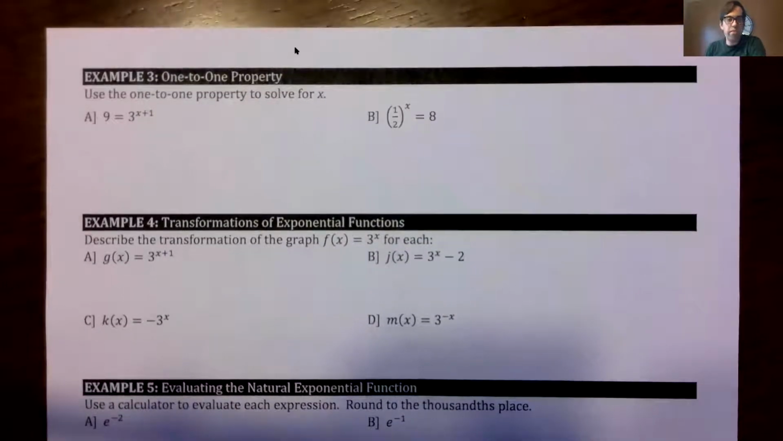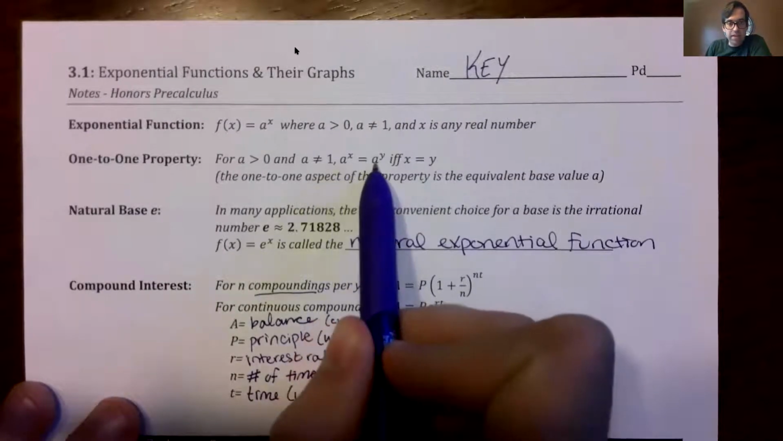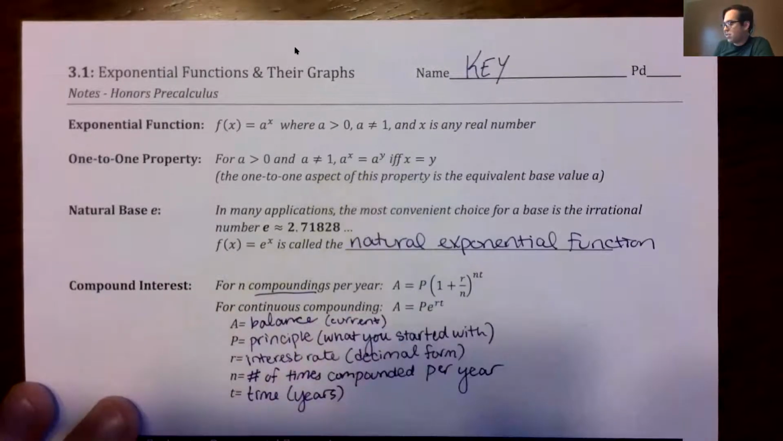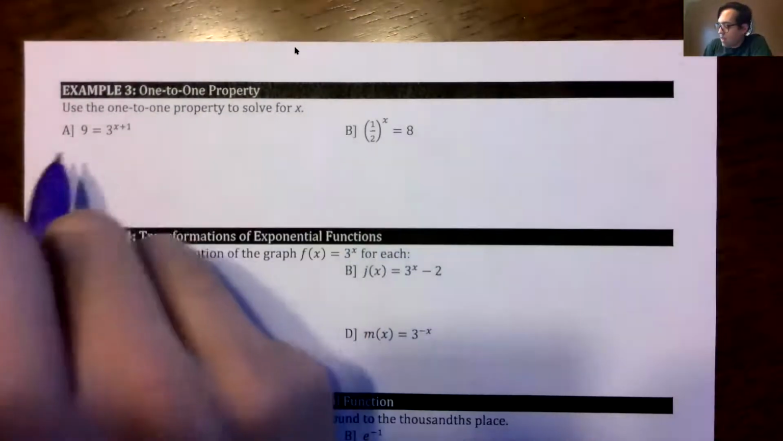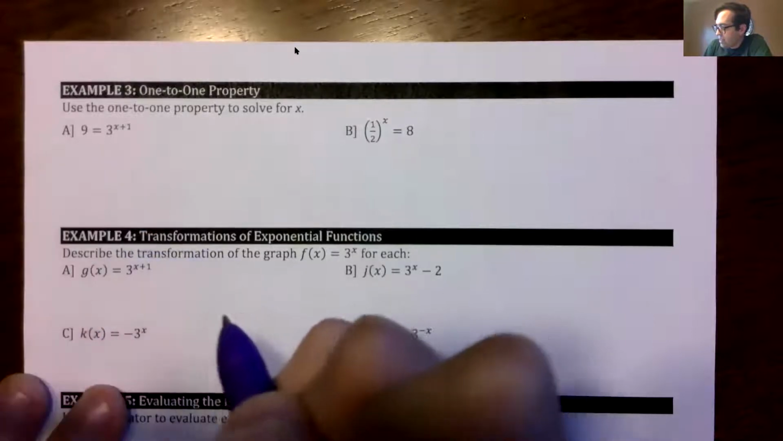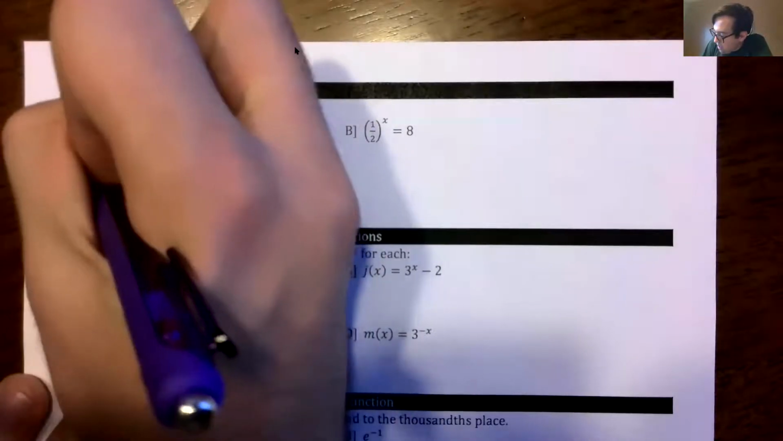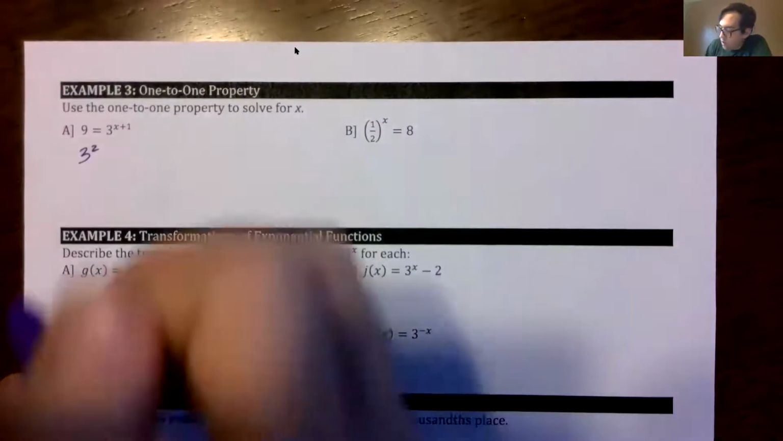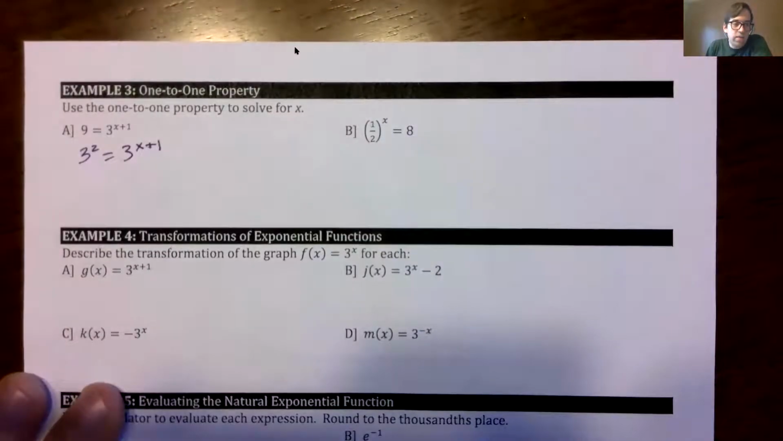Use the one-to-one property to solve for x. The one-to-one property, as I said at the beginning of the lesson, says that if the bases are the same, you can set the exponents equal to each other. So in example 3, what we need to think about here is how do we make these bases the same? And I'm going to rewrite 9 so that it looks like 3 squared, because we know that 3 squared equals 9.